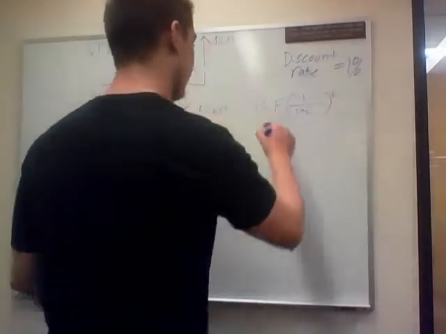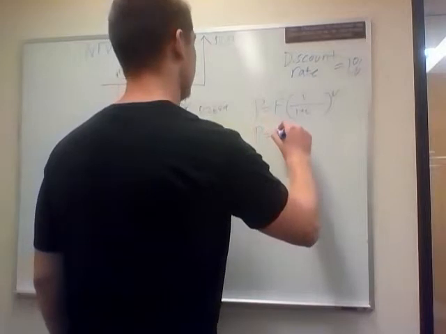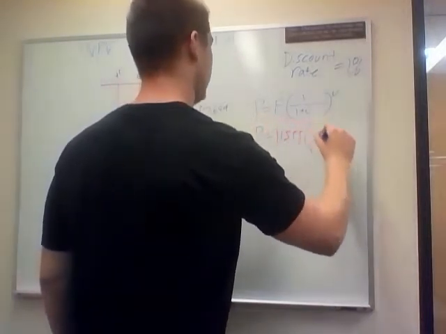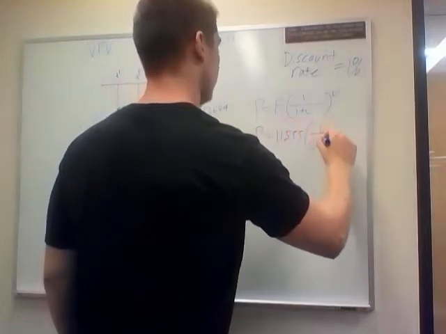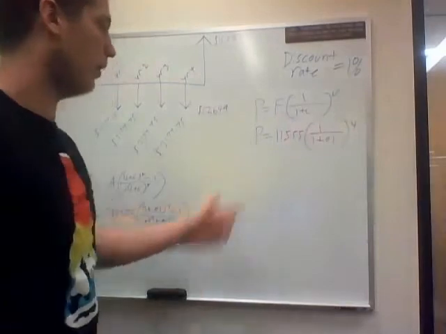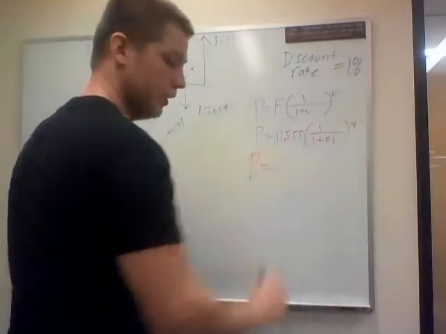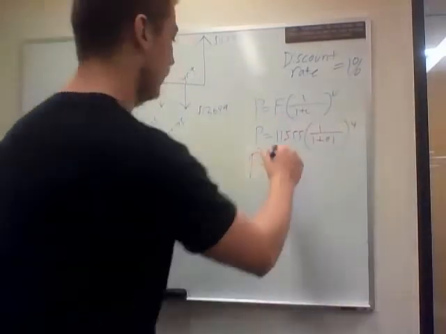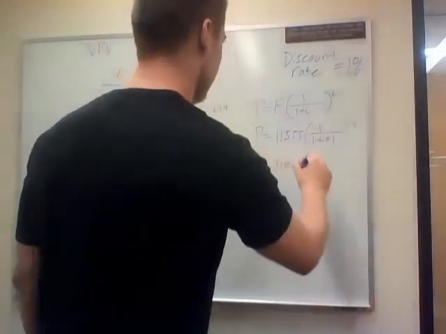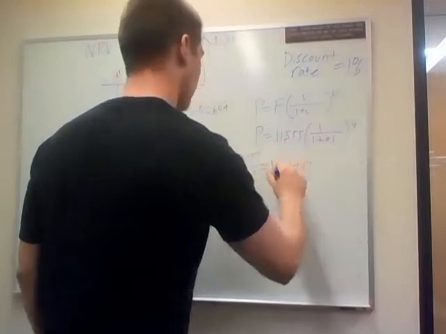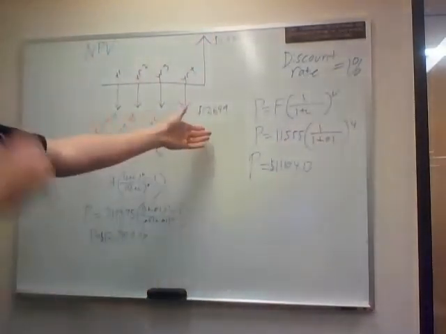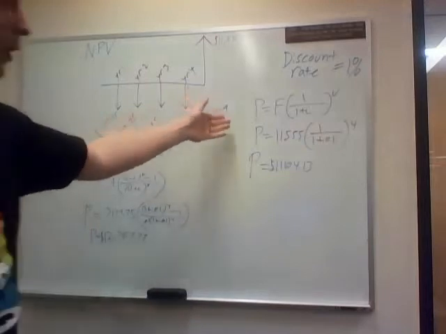So P is equal to $11,555 times 1 over (1 plus 0.01) to the 4th power. Now when we plug that into our calculator, we're going to get a number. P is equal to $11,104.13.